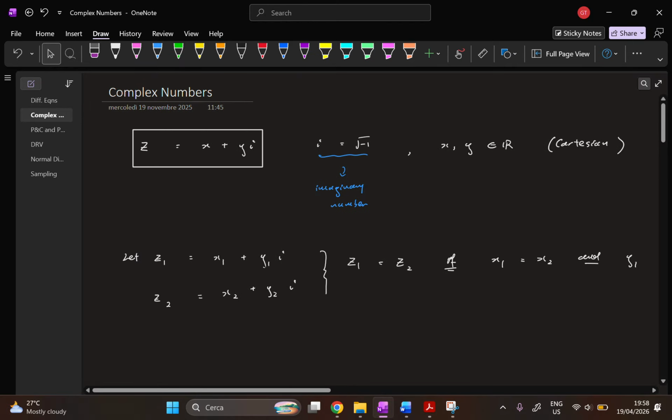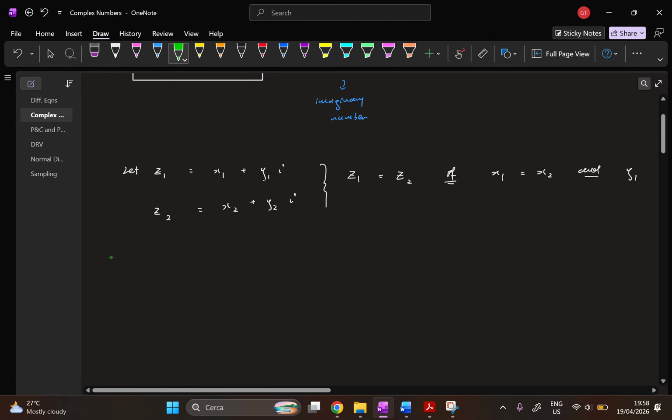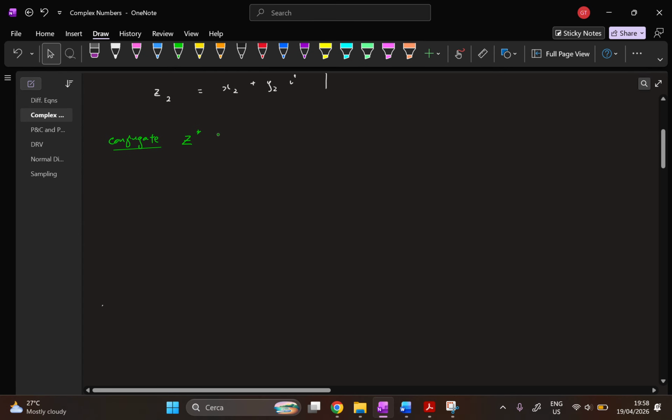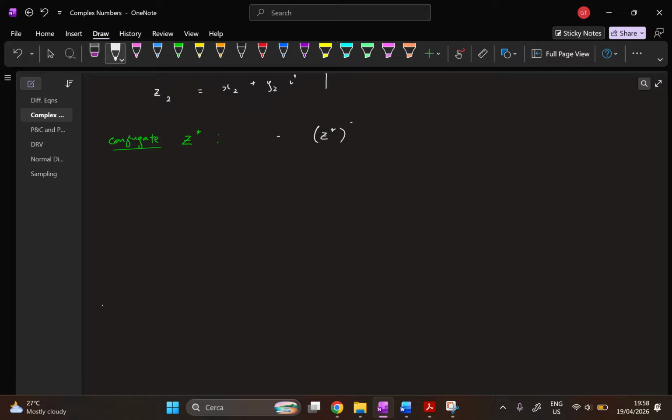And in addition, you also need to know about the conjugate of a complex number. The conjugate of a complex number z is denoted by z star, a little asterisk at the corner, and there are a few properties that you need to know regarding the conjugate. Okay, firstly is the fact that if you have the conjugate of a conjugate, that is to say z star star, you will just get z.